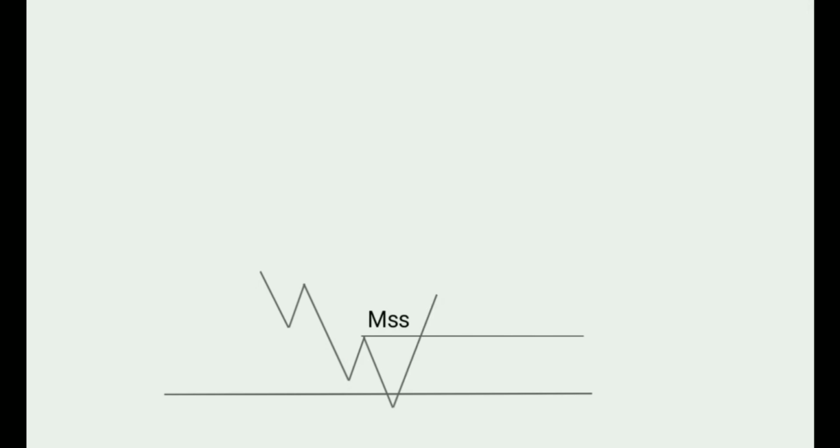Then we have it here, which is the market structure shift. The market has broken its structure to the upside. Now we have our displacement high and displacement low. Between this range is where we look to anticipate a movement to the upside. This is the place we look for our fair value gap, order block, breaker block, etc. to anticipate a price movement to the upside.